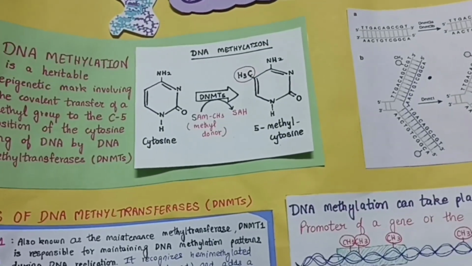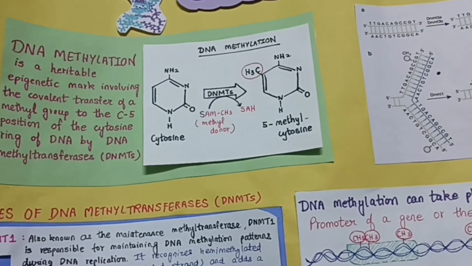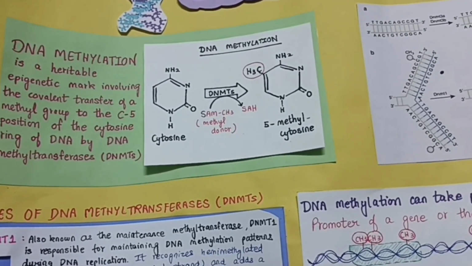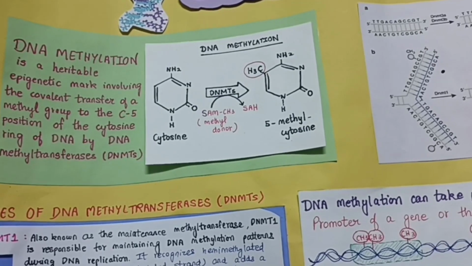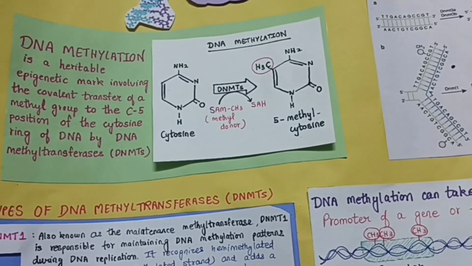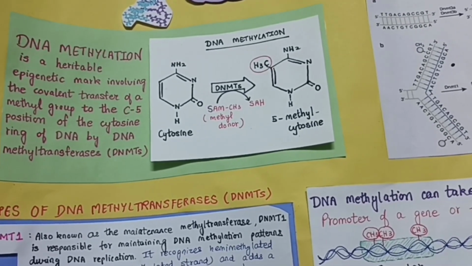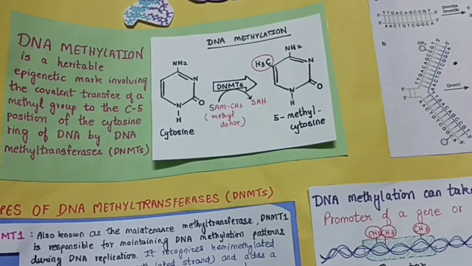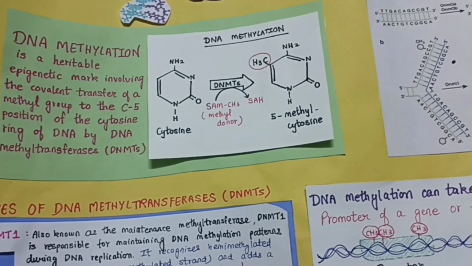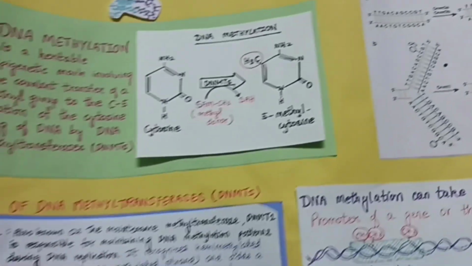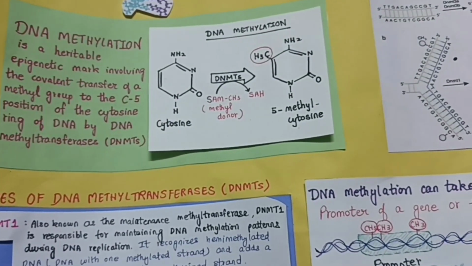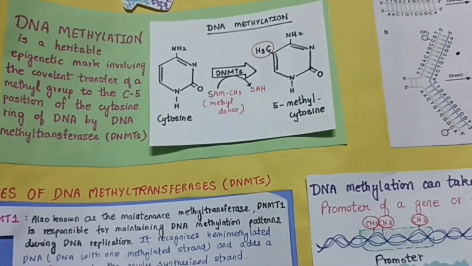So, DNA methylation, in simple words, is the transfer of methyl groups to the molecule of DNA, specifically a cytosine base. And in scientific words, we can say that DNA methylation is a heritable epigenetic mark involving the covalent transfer of a methyl group to the C5 position of your cytosine ring of DNA by DNA methyltransferases, DNMTs.